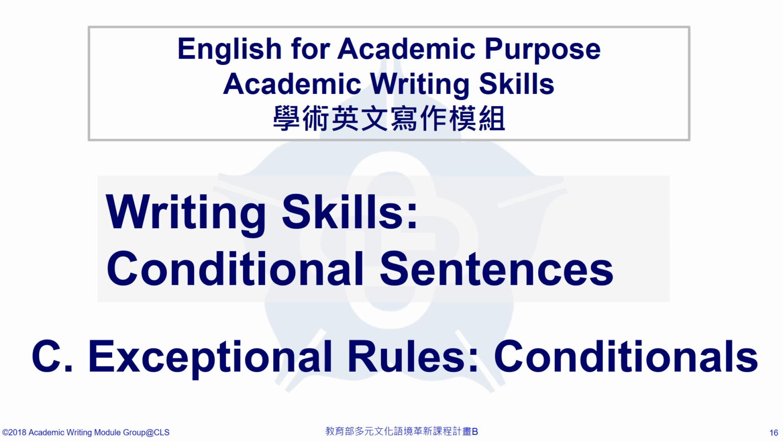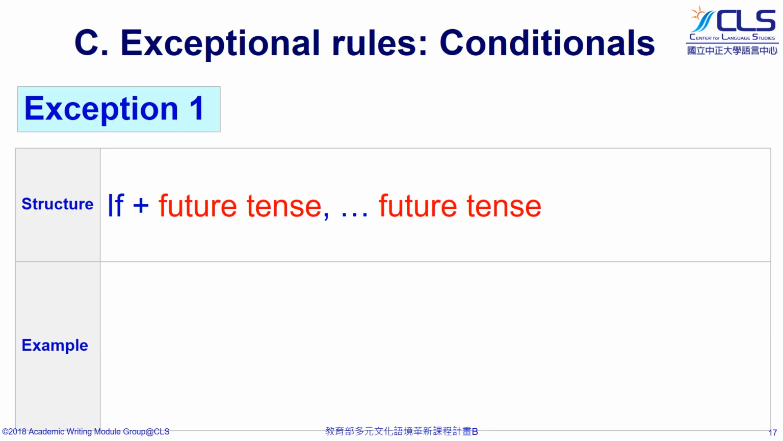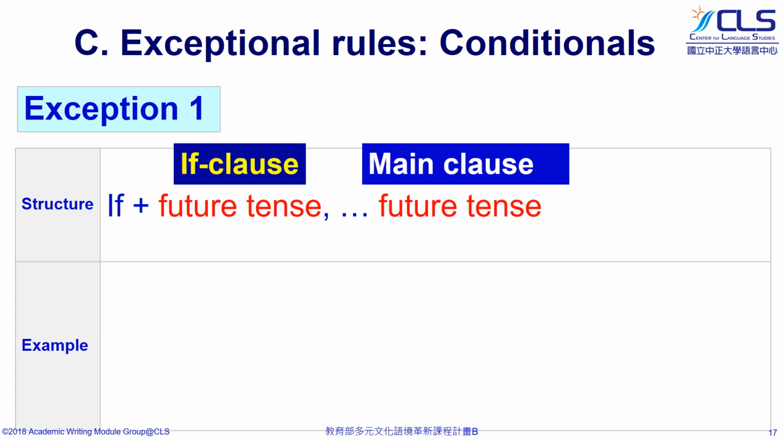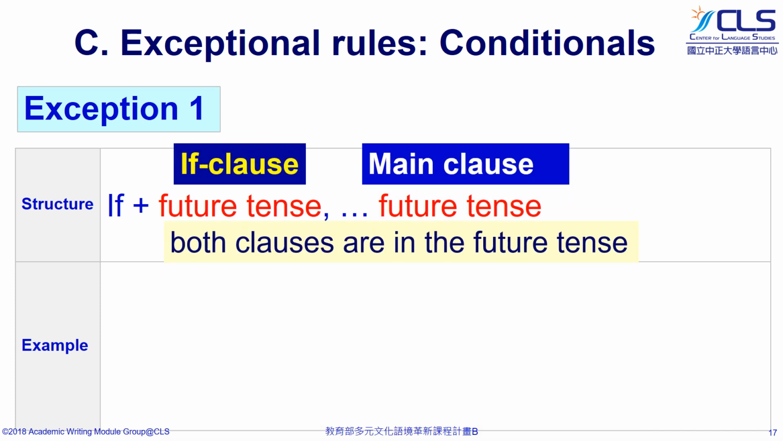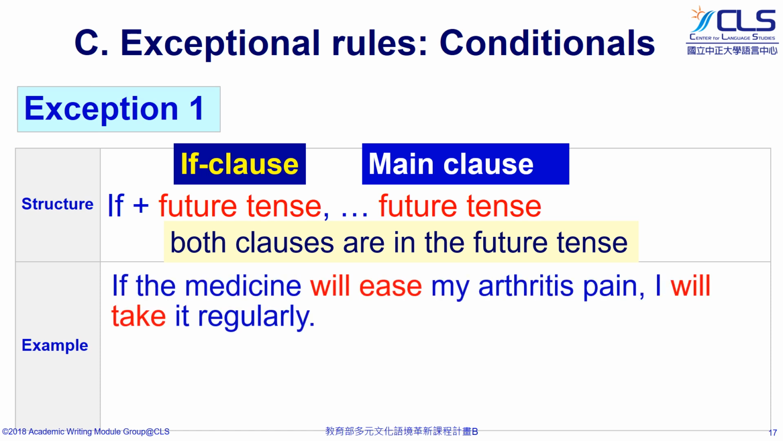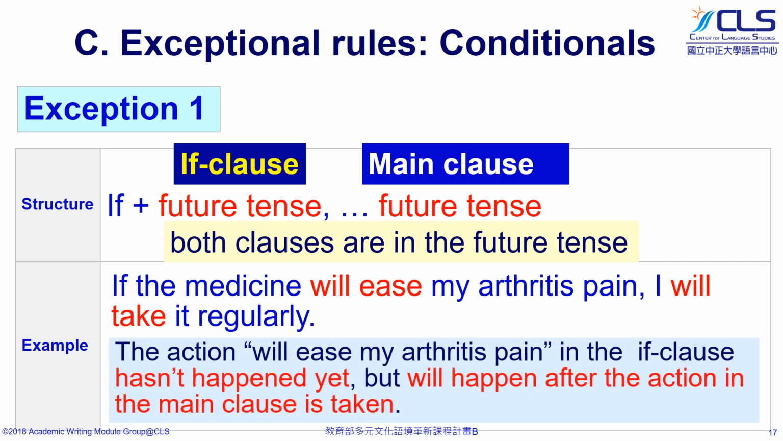Now let's move on to look at 2 exceptional rules of using conditionals. The first exception is that future tense is used in both the if clause and the main clause. As can be seen in the sentence, will ease my arthritis pain is used in the if clause, while will take it is used in the main clause. What makes it different from first conditional is that the situation will ease my arthritis pain in the if clause hasn't happened and will happen after the action take it in the main clause is taken.